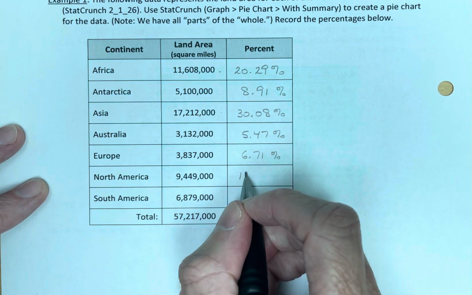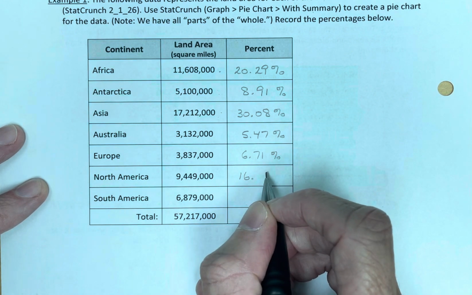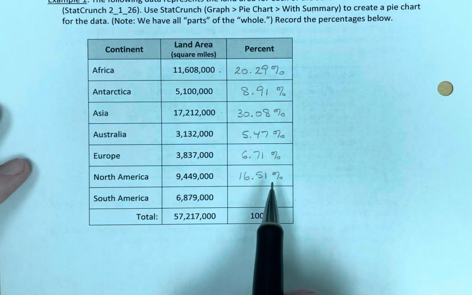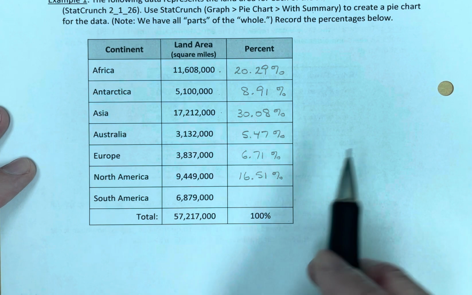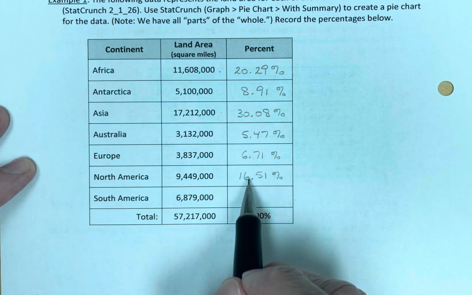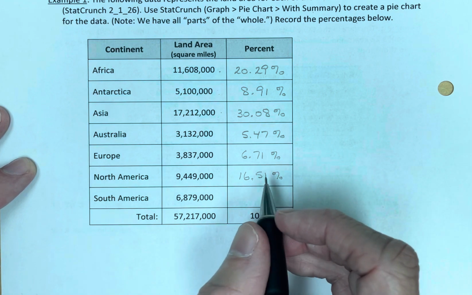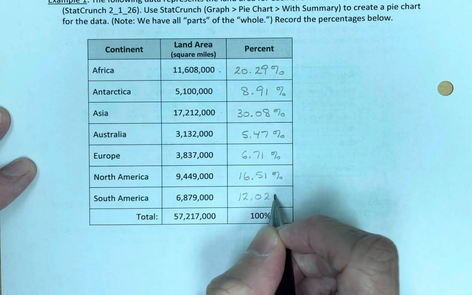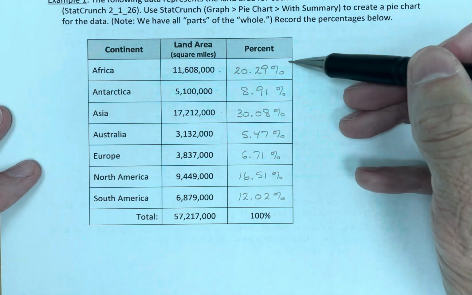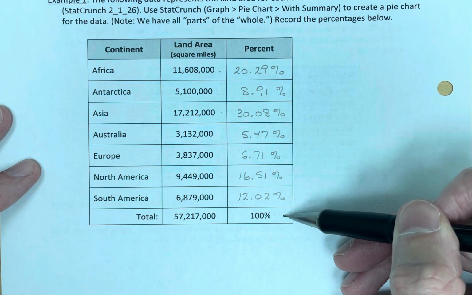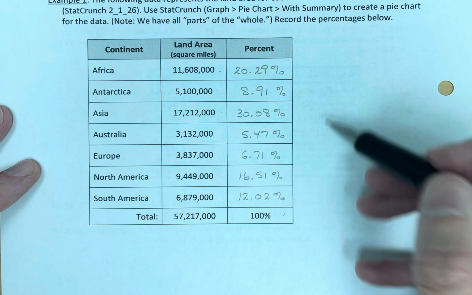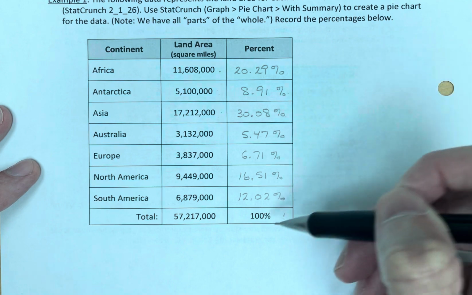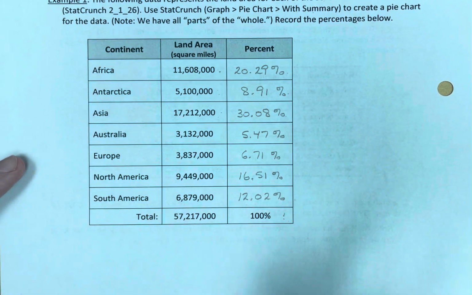North America, 16.51%. I think that's just the U.S. and Canada. Maybe, I don't know how far that goes down. Maybe Mexico too. Obviously, gosh, 2.5 times larger than Europe. And finally, South America, 12.02%. And what matters here is that we have 100% represented, okay? The pie chart, the entire circle is 100%, and so all of the pieces should add up to 100% when all is said and done.